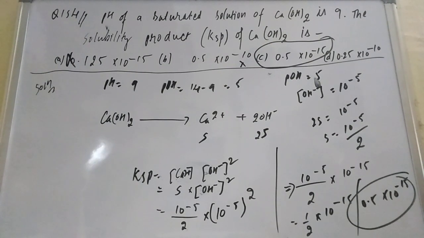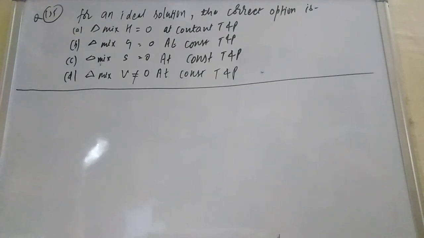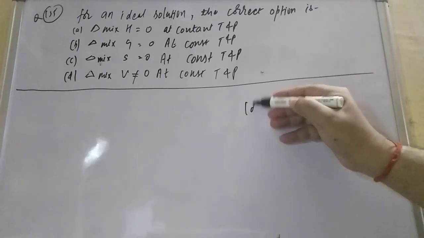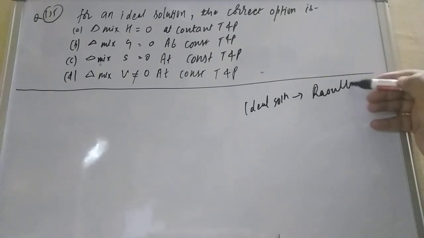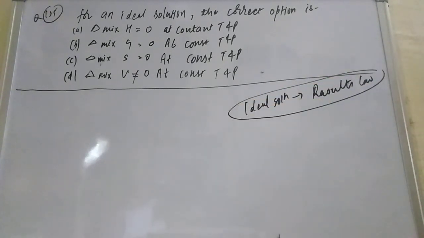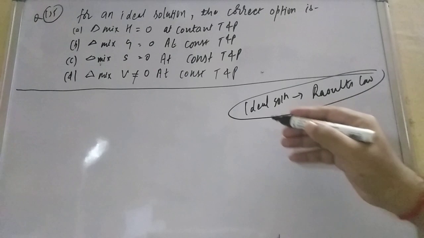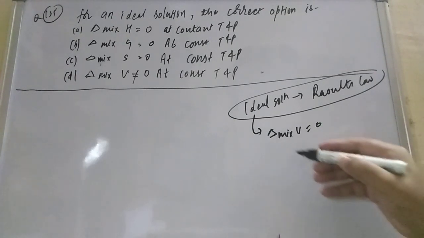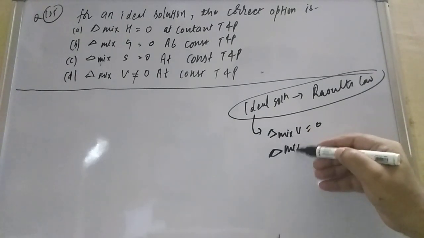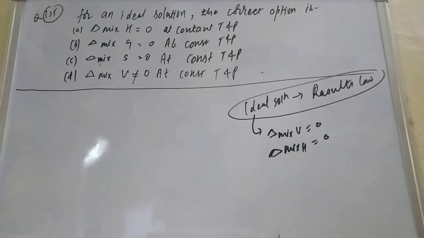Problem number 155 is from the solution chapter. What are they saying? For an ideal solution, which is the correct option? Now, ideal solution, you know students, follows Raoult's law. Okay, what is an ideal solution? One that follows Raoult's law. Now from this, what they are saying is delta mixing enthalpy equal to 0. For an ideal solution we know delta mixing V is always 0, and the enthalpy of mixing is also 0.